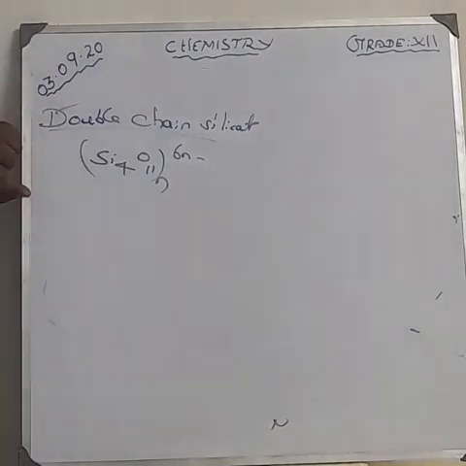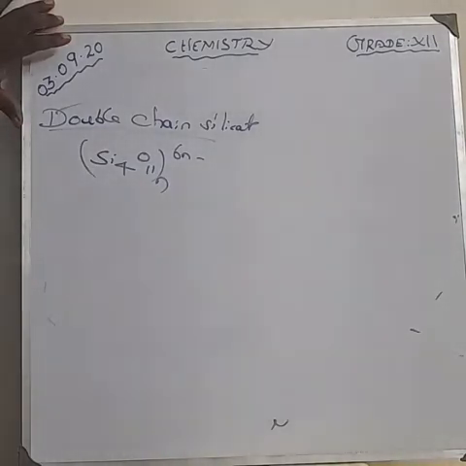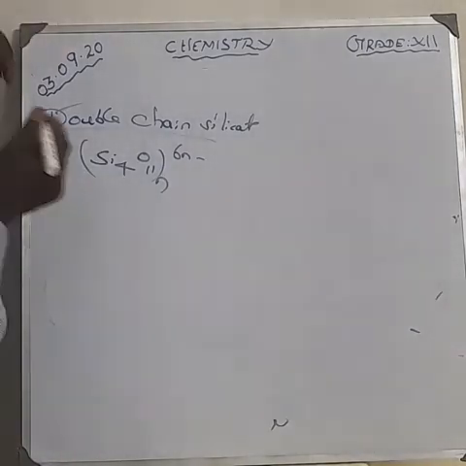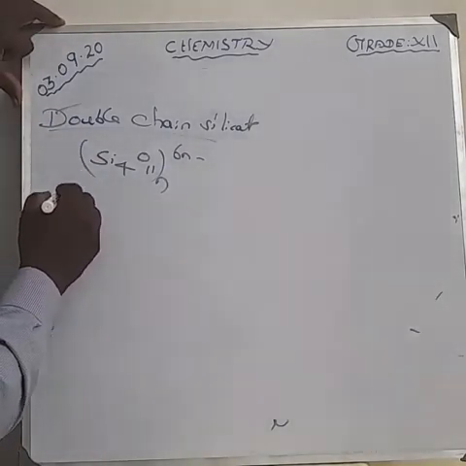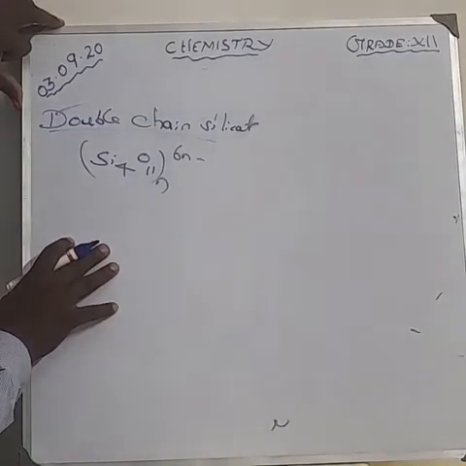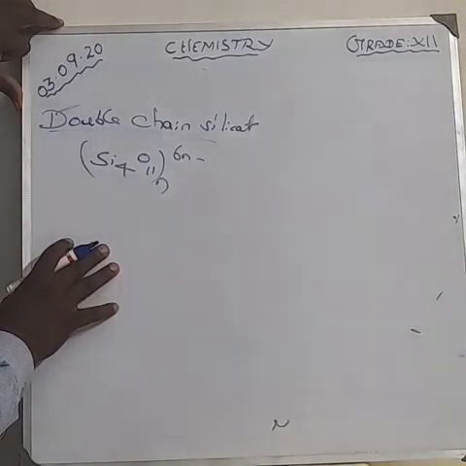In these silicates, there are two different types of tetrahedra: one has three vertices shared and the other has two vertices shared. For example, asbestos. Did you know about asbestos? That is the structure of double chain silicate.